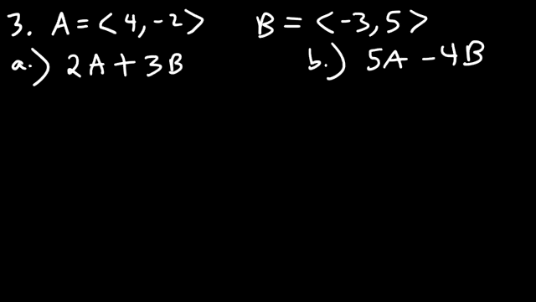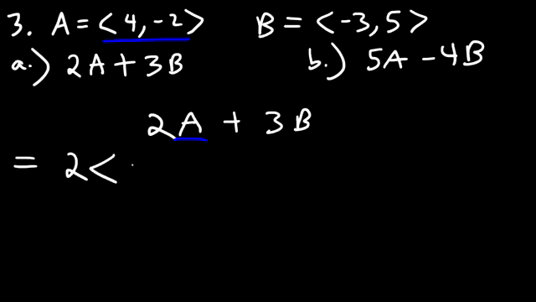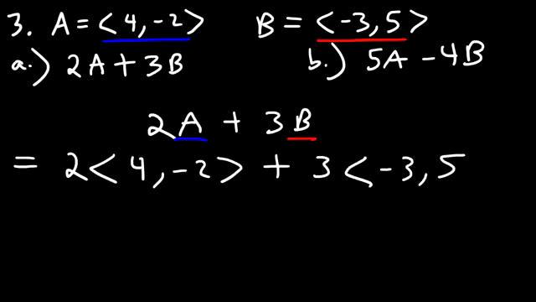So let's start with the first one. 2a plus 3b. So the first thing I'm going to do is replace a with what it's equal to. So a is equal to 4, -2. And then I'm going to replace b with the stuff that it's equal to, which is -3, 5. And then I'm going to multiply a by 2. So I'm going to multiply the x component by 2. 2 times 4 is 8. And I'm going to multiply the y component by 2. 2 times -2 is -4.